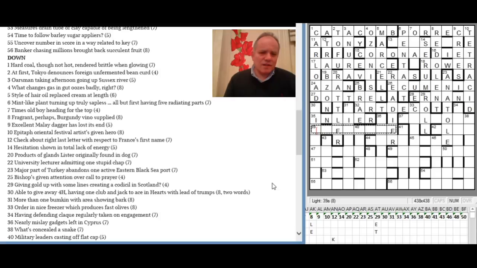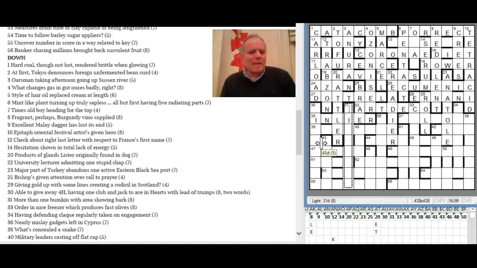IVH? No, I don't know. Stop thinking about that. 31: more than one bumpkin, not bumpkin, with area showing bark. Probably three letters come out of bumpkin, so it's either more than one kin or more than one bum, with area showing bark. Kinchona? No, I don't know.